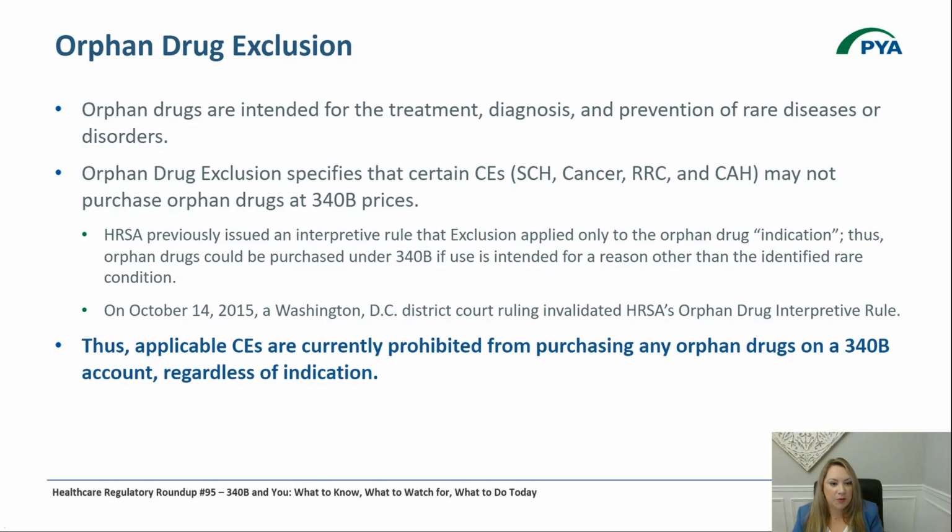Typically, your split billing software vendors are very familiar. This is not a new requirement. So typically that is something that they have logic built in their systems to catch as well. But we have seen issues with that from time to time. And so essentially, there was some back and forth about whether or not the drug was being used for an orphan drug indication. Since 2015, essentially that was invalidated. And so covered entities are prohibited from purchasing any orphan drugs on 340B, regardless of the indication for the medication.